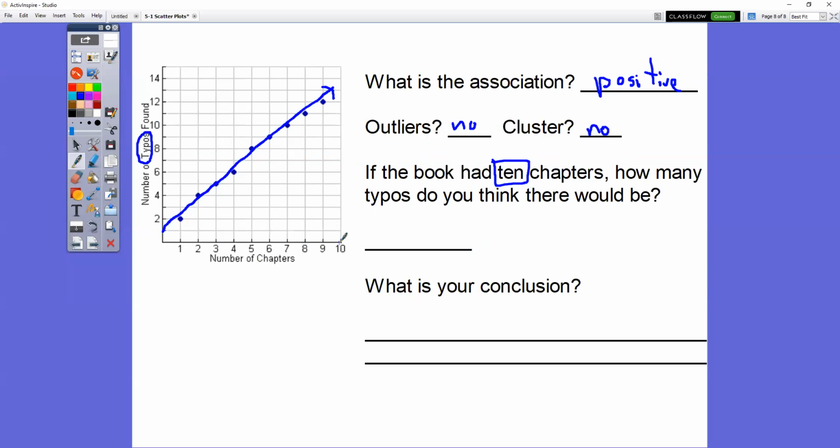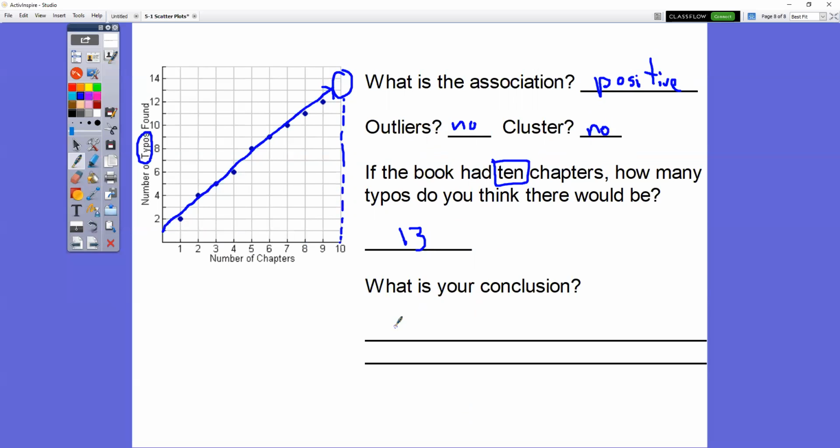So if we go over to 10 and we go up from 10, where do you think it would be? I think either 13 or 14 would be the correct answer. All right, that would be the best answer. Could you have 12? Yeah, you could. But I think 13 or 14 would probably be the best answer.